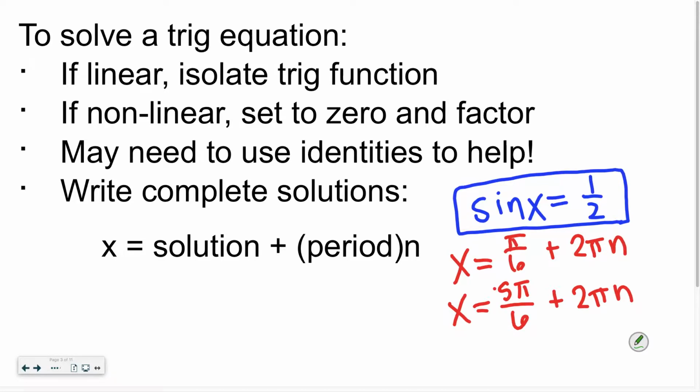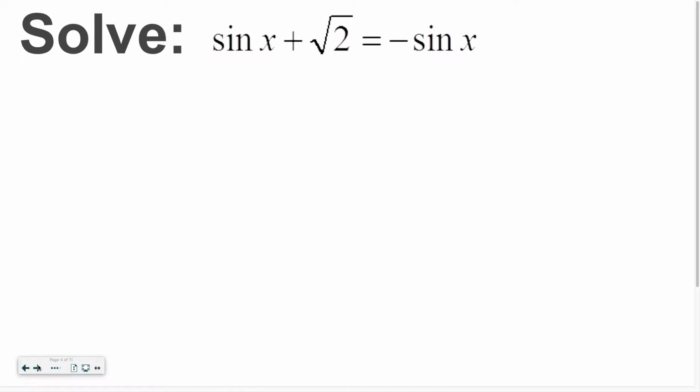I also want to point out that these would be our complete solutions. There are times where I could ask you for just the solutions between 0 and 2 pi. But if I ask for the complete solutions, that means you're writing it like this. So we're going to do a couple of examples so you kind of get the hang of things, and then we'll go from there. Write this one down.